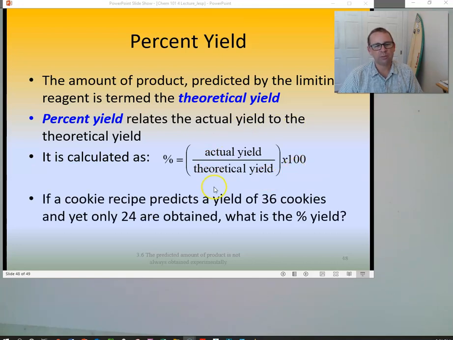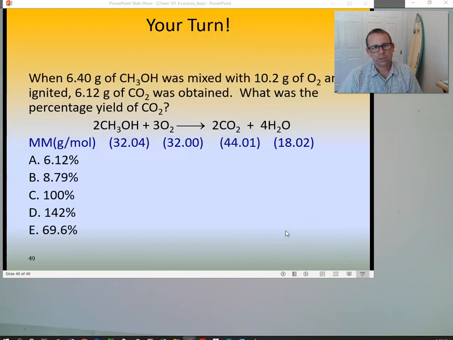So for example, if I made that recipe of cookies and I only got 24 cookies, I could take the 24 divided by the 36 times it by 100 to make it a percent. And that would give me my percent yield. Right? Follow that? Yeah.